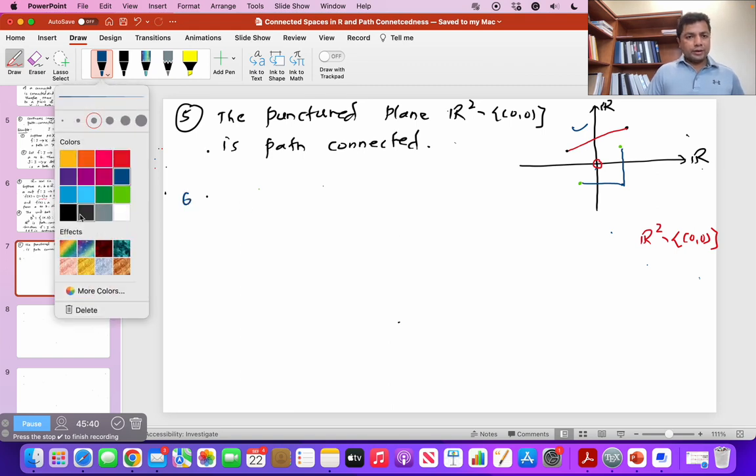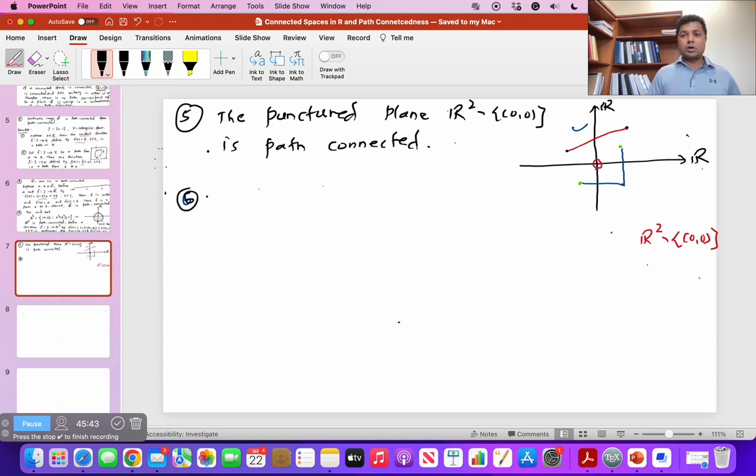Okay, two more examples. The next one is a quite famous example of a path connected space in topology, which is the unit circle in the plane. We have already seen that the unit ball is path connected. So that means the unit circle and also the inner part. But even if you remove the inner part of the unit ball, you are just left with this unit circle, which is also a path connected space.